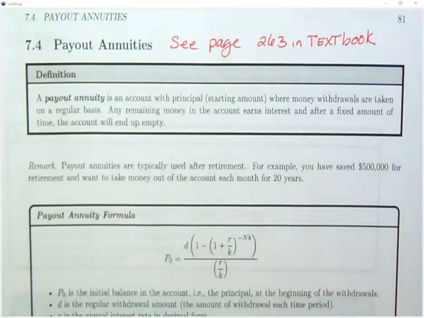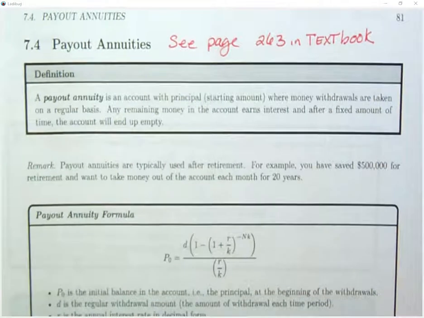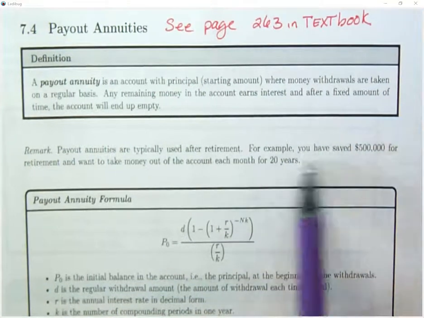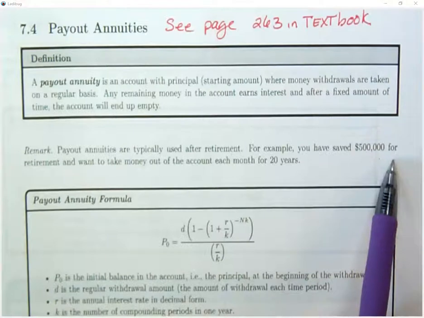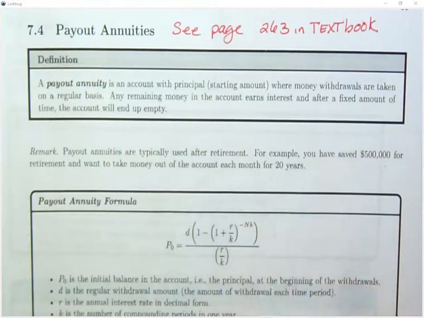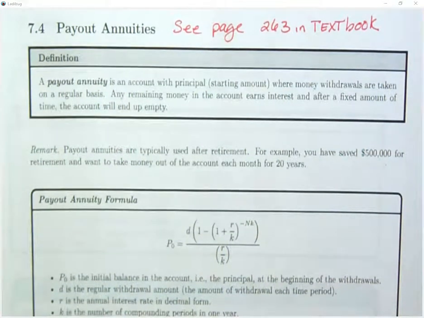So it's kind of like you set up something like a trust fund, or a retirement that you want to be able to pull money out of. And it will earn interest as you're going, so you don't have to put in as much as you'll actually need. Here's an example for retirement: $500,000, and you want to take money out of the account each month for 20 years so that you have kind of like a salary remaining.